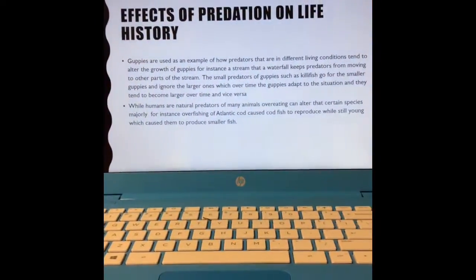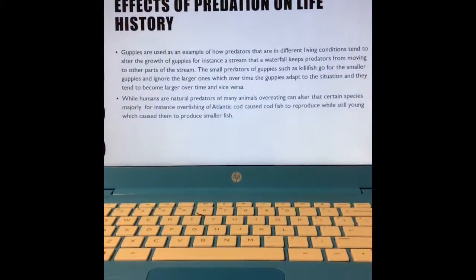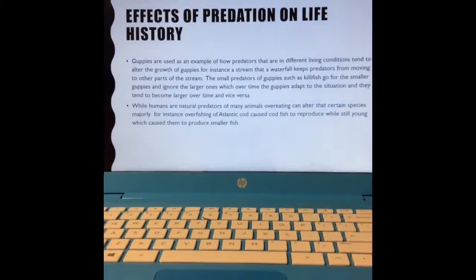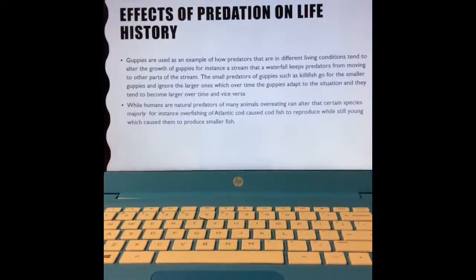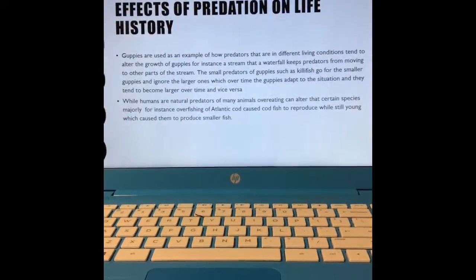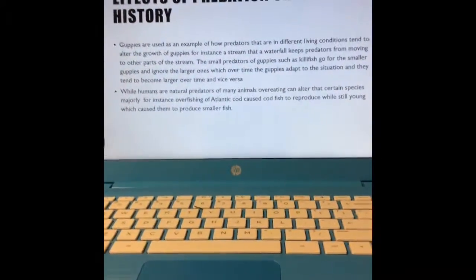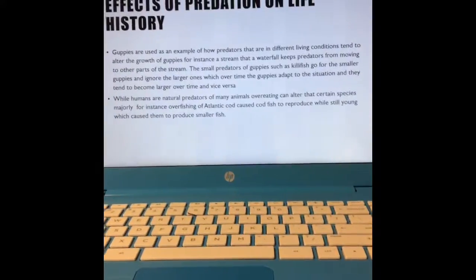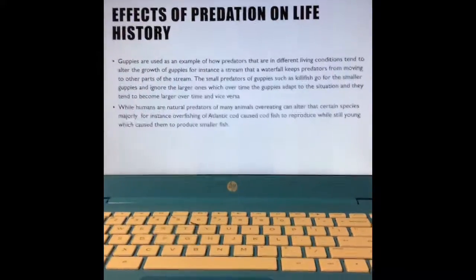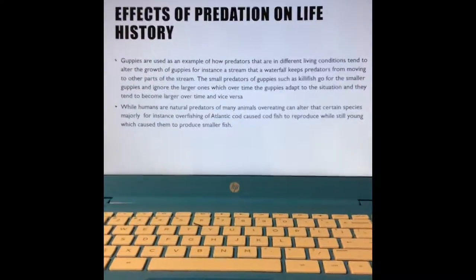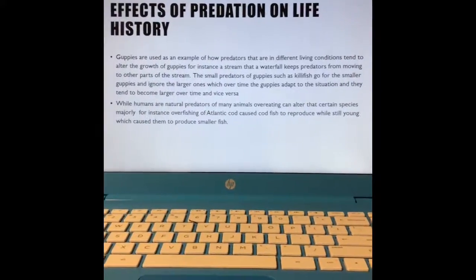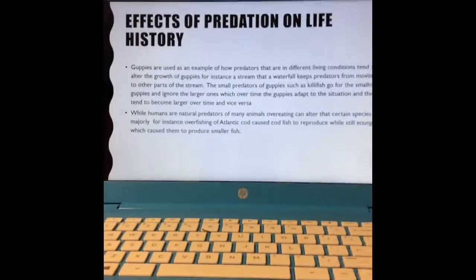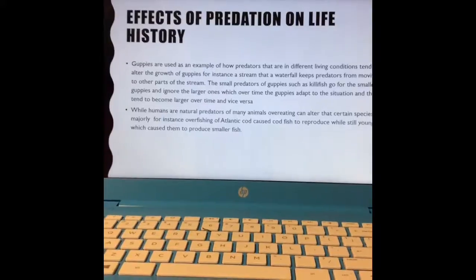Effects of predation on life history. Guppies are used as an example for this topic. It shows that when put in different living conditions, it can alter their size, such as when a stream has a waterfall in it, it will keep the predator from moving to the other side of the stream. So the predators in that portion of the stream that they can't move from will strictly survive on guppies that are the same size that they are used to.